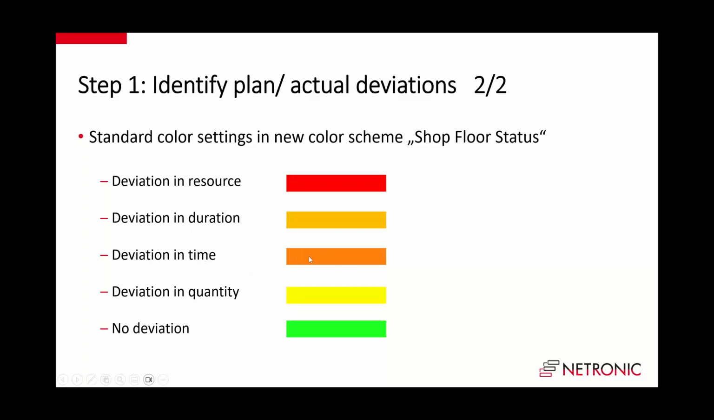And the deviation in time, the darker orange shows, okay, that was planned to start at 1 p.m. and we started at 3 p.m. Yellow is the deviation in quantity, and green is there is no deviation right now. And no deviation means there's either no posting or the posting mirrors exactly the plan, so that was executed as planned. And this is just the first step.